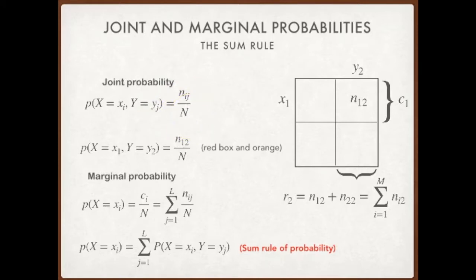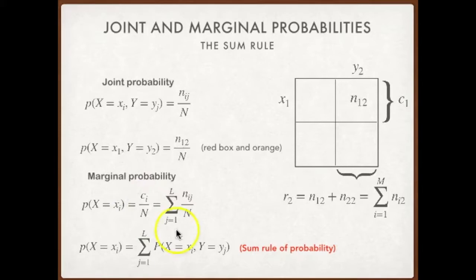For our fruit and box example, we can see from the adjoining figure that the probability of selecting a red box and an orange can be written as p of x equals x1 and y equals y2, which will be equal to n12 by n. Now, marginal probability is the probability of selecting a particular value of one random variable irrespective of another. For example, the probability of selecting the ith box can be written as p of x equals xi, which will be simply the ratio of ci to n.